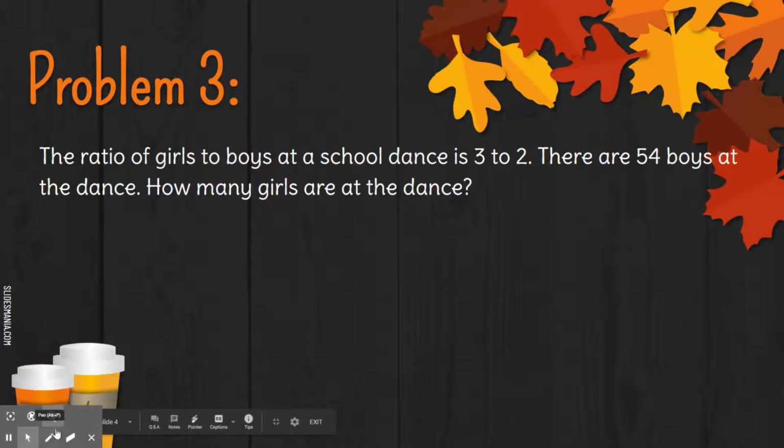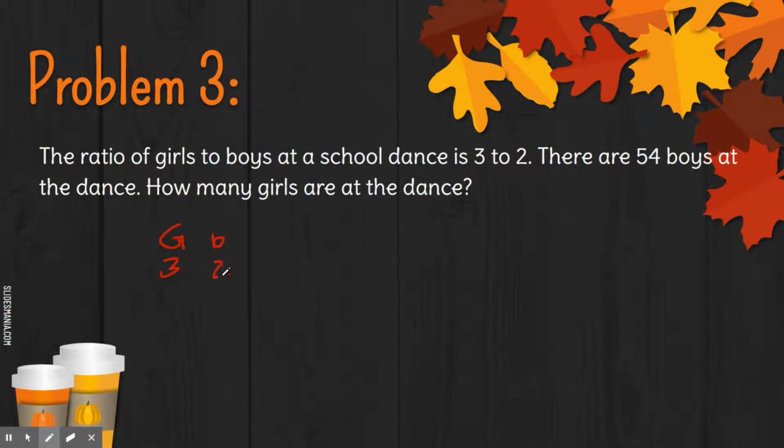Alright, so let's go ahead and go to my next one. My next one says the ratio of girls to boys at the school dance is 3 to 2. So this is our girls, 3, boys is 2. There are 54 boys at the school dance. How many girls are there? So we know there's 54.